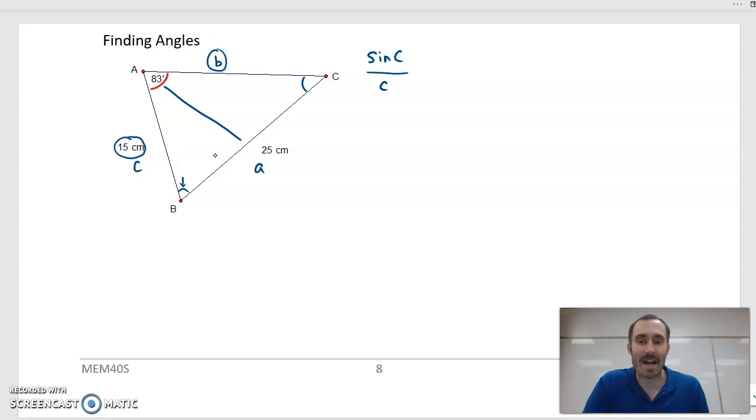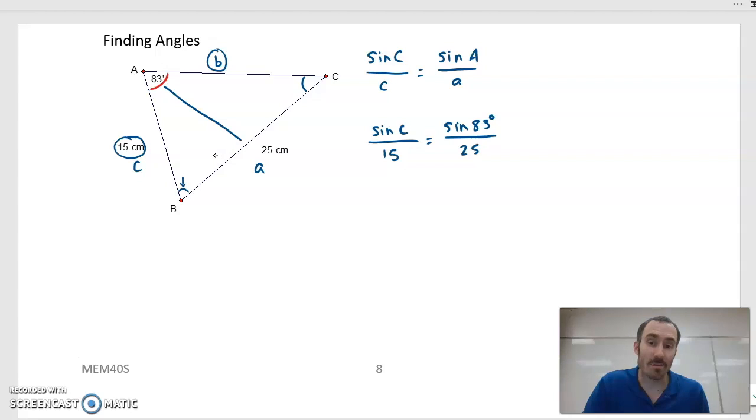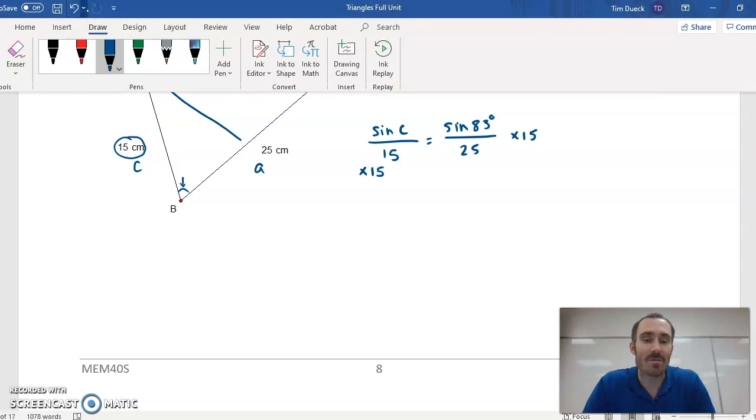Sine C over side C is equal to, and my other pair that I'm using is the A pair, so that's sine A over A. Now I'm going to put in my numbers. So sine C, which I do not know, divided by 15 centimeters is equal to sine of 83 degrees divided by 25 centimeters. When I'm solving for sine C, I want to get rid of this divided by 15 that's attached to it. So to get rid of the divided by 15, I multiply by 15, and I do the same thing to the other side. And so I end up with sine 83 degrees divided by 25 times 15.